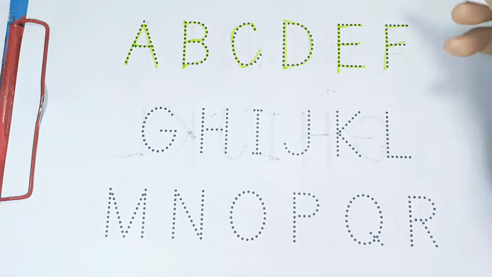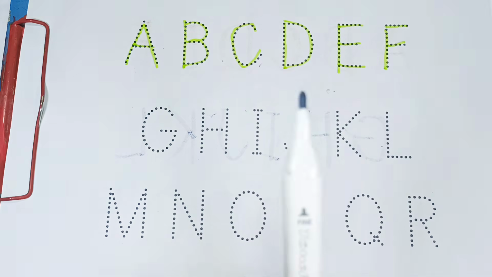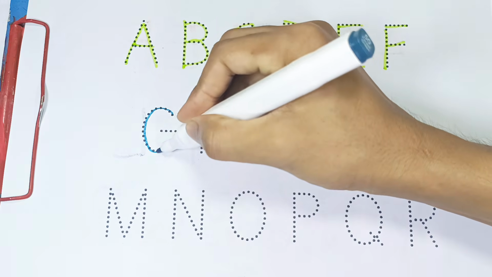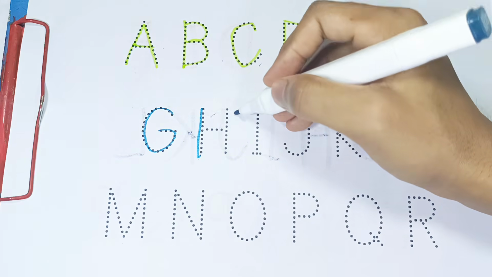And the next one is F, F for fish. So kids, now we're using the color of forest green. The alphabet of G. The next one is H.